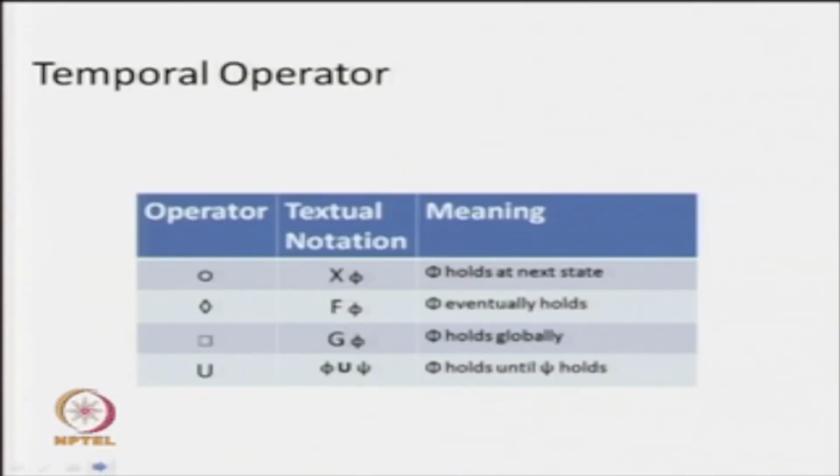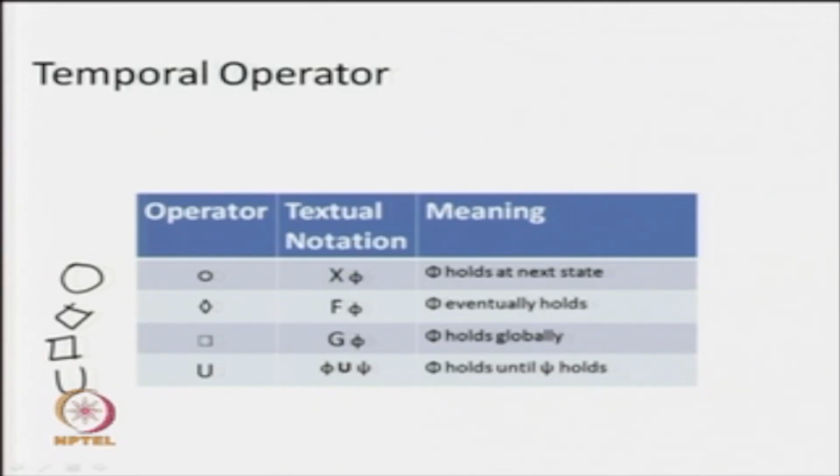So, basically here we are going to have 4 different types of operators. We said these are temporal operators and these are basically related to, or going to talk about, the timing behavior of the system. So, one is your next operator. This next operator is represented by a circle. The second one is your eventuality operator, represented by a diamond. The third one is your globally or always operator, which is represented by a box, and another operator we have is until, which is represented by U.